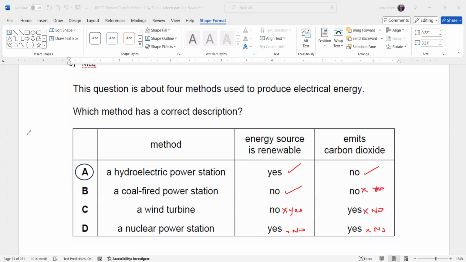So the only row which is correct is option A, that hydroelectric power stations are a renewable resource and do not emit any carbon dioxide. Is this question clear? Yes, sir.